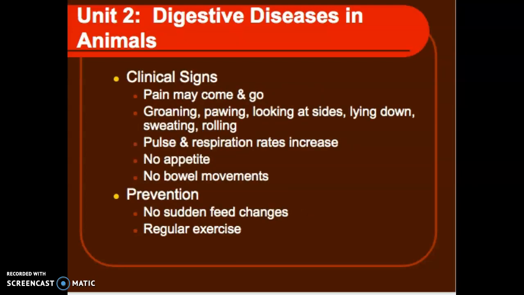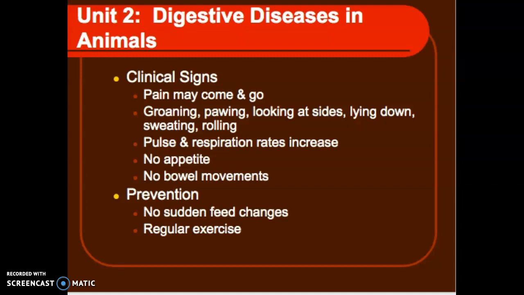Clinical signs, they'll do a number of different things. They'll lie down, they'll sweat, they'll roll, they'll paw, probably have high respiration and high pulse rates, probably don't eat very well, and they probably don't have any bowel movements because you have some clogging going on in there.